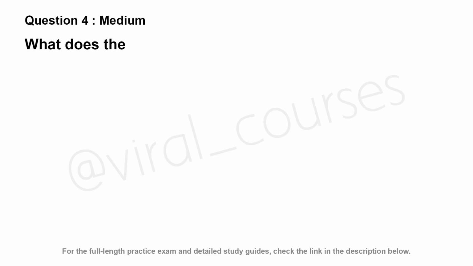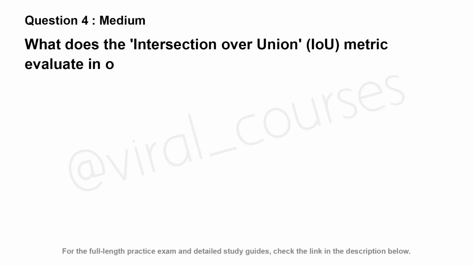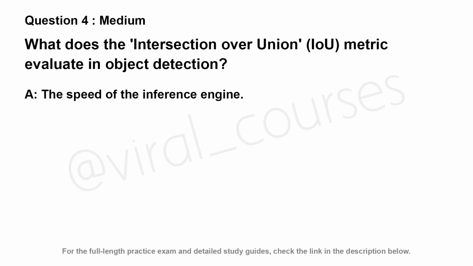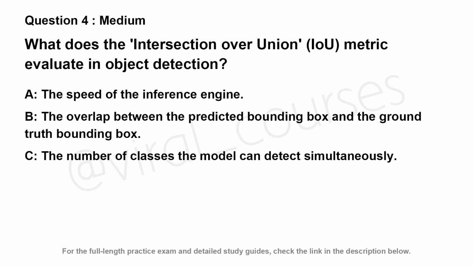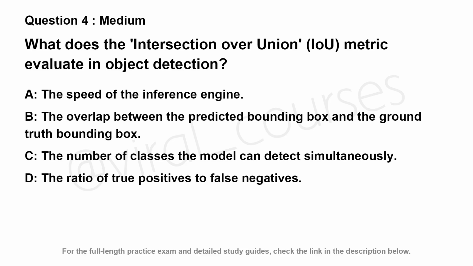What does the intersection over union (IOU) metric evaluate in object detection? Option A, the speed of the inference engine. Option B, the overlap between the predicted bounding box and the ground truth bounding box. Option C, the number of classes the model can detect simultaneously. Option D, the ratio of true positives to false negatives.